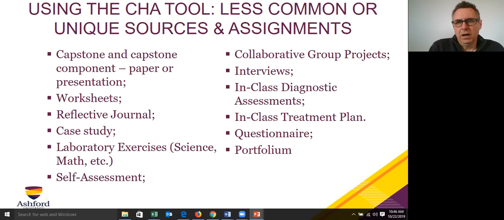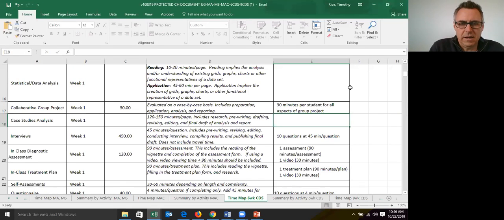Thanks, Mark. I'll go ahead and share the last 6 less common assignments that you'll find on the credit hour analysis tool or the Excel spreadsheet. And the first one we're going to look at is collaborative group projects. I'm going to go ahead and go to the document here, and we're going to take a look at each one of these that we had on the presentation. First one's collaborative group project.